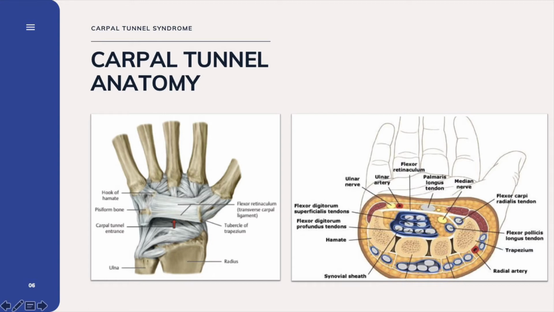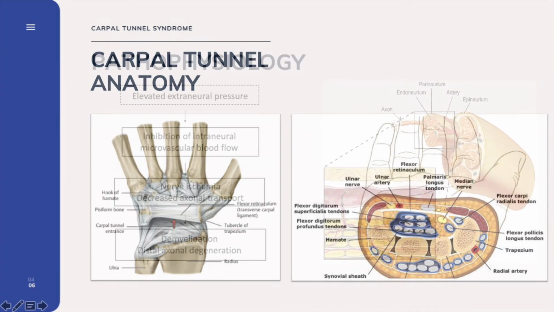As previously mentioned, the recurrent motor branches typically branch just distal to the carpal tunnel. However, there are various branching patterns that have been described in literature and are important to be aware of, particularly during surgical decompression. We will not cover those in this lecture.